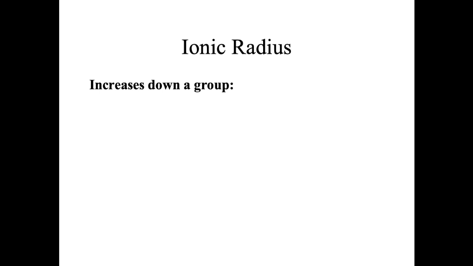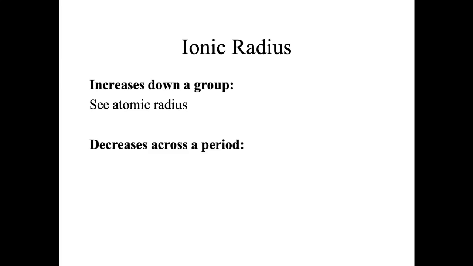So first off, ionic radius increases down a group for the exact same reason that it does in atomic radius. You're adding more energy levels. The atom gets bigger. It also decreases across a period for the exact same reason that atomic radius does. You aren't changing your number of energy levels. Your electron shielding is remaining constant, but there's more and more protons in the nucleus, so your outer electrons feel a greater and greater attraction and want to move closer to it.